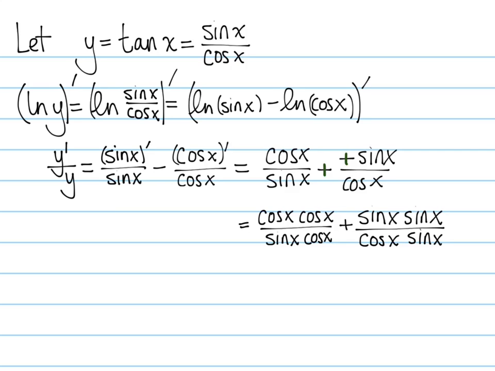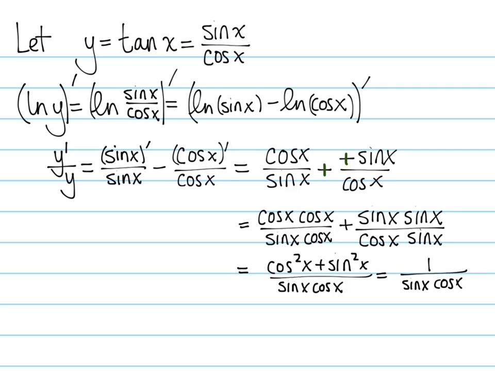I can change those two negatives to a positive, and then cosine over sine needs to be over sine cosine, and sine over cosine needs to be over sine cosine so that I can add those. And so I get cosine squared on the left and I get sine squared on the right, and then I can finally add because I have the same denominator, but cosine squared plus sine squared is 1. So I get 1 over sine x cosine x.